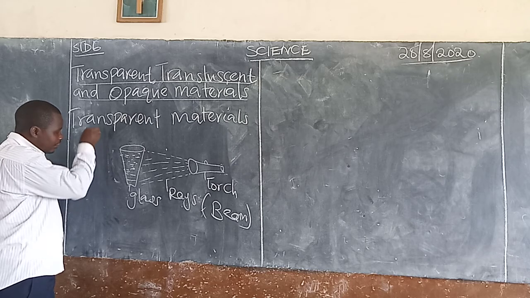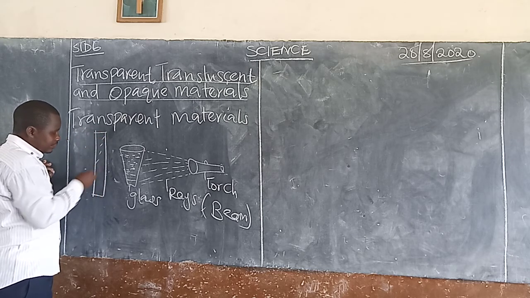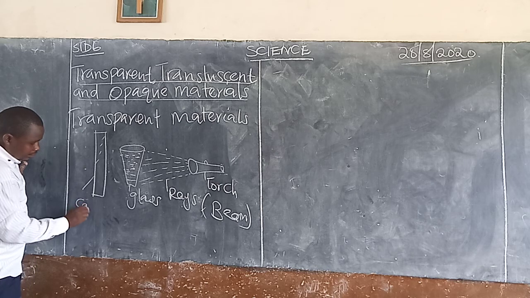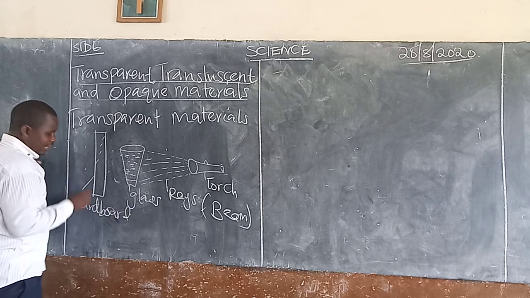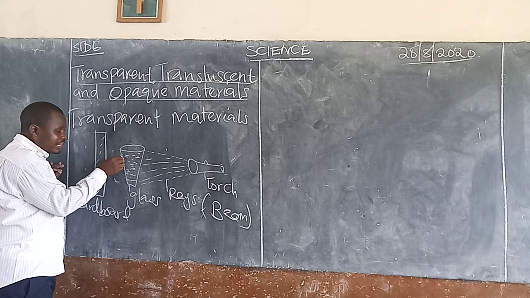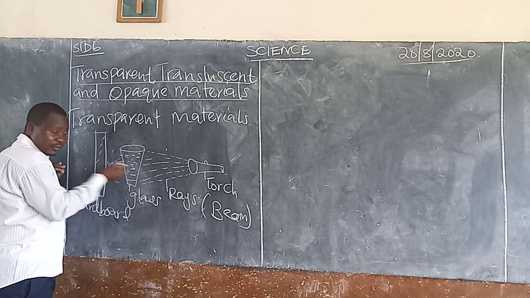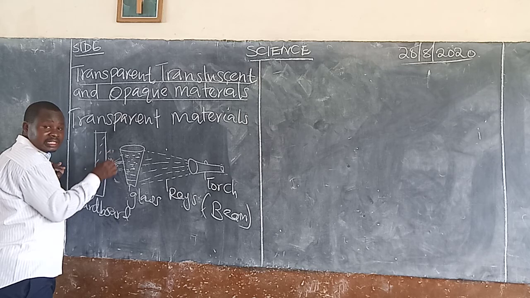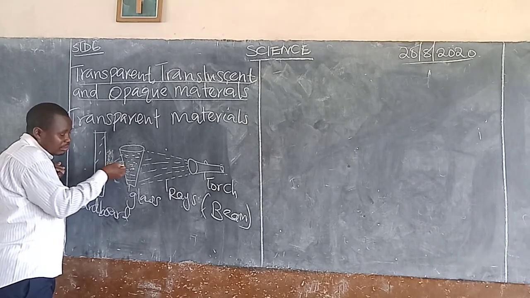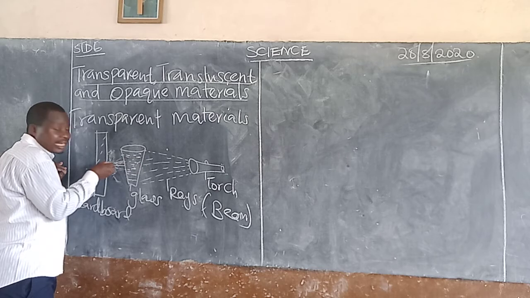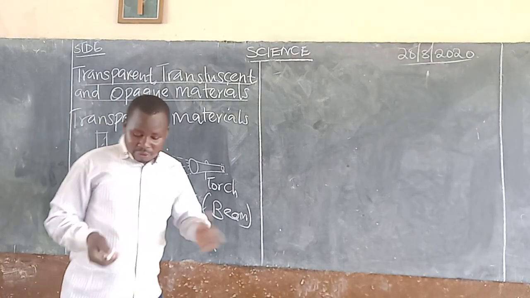Now remember the light. If here there is a cardboard, you will see the light pass through, and even if you shake this water, you will see the shadow here and the light here, which means light can pass through this. So that is a clear glass.